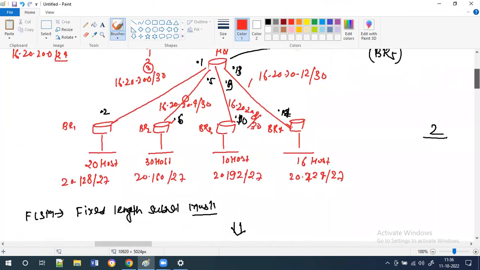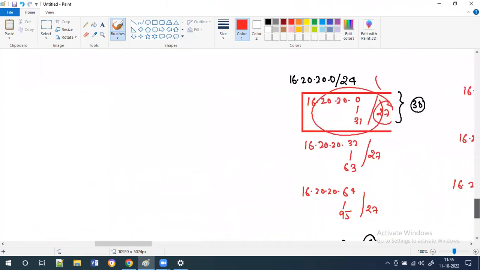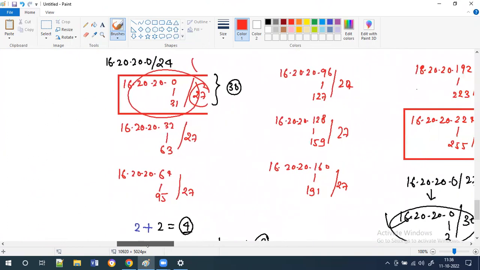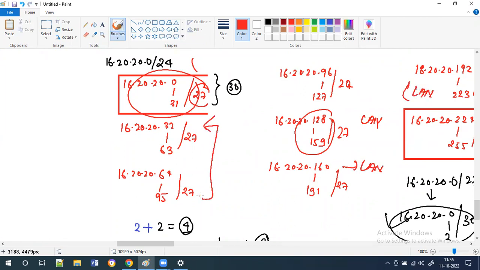Okay, 128, 160, 192, 224. 128 is going to LAN. These two again LAN. What about these two guys? And this guy. This thing and this thing. Again, these are free. Because this IP address is /27, starting from 32 to 63, 64 to 95 and 96 to 127.